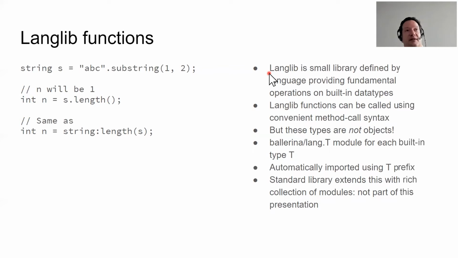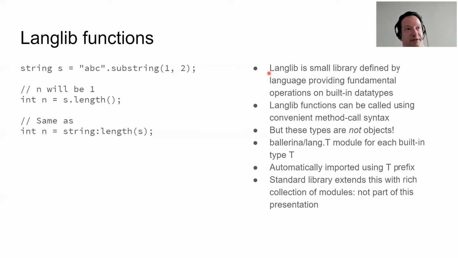So I talked earlier about the fact that Ballerina is a complete platform with an extensive set of libraries. There's also a core library, which we call langlib, which provides the basic operations on the data types that the Ballerina language provides. So the Ballerina language has this string data type, and so we have a module that provides operations on strings, like substring, for example. And that module is called lang.string.